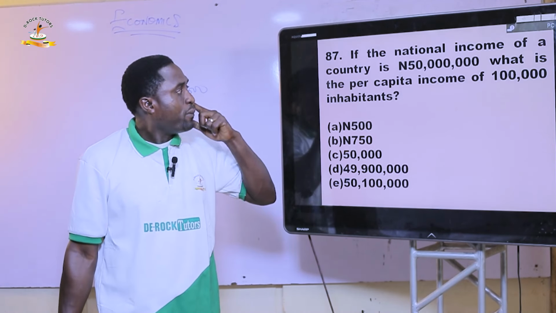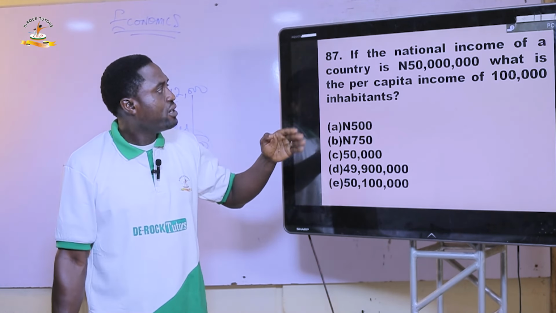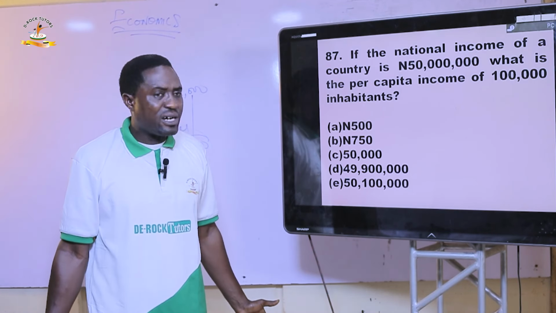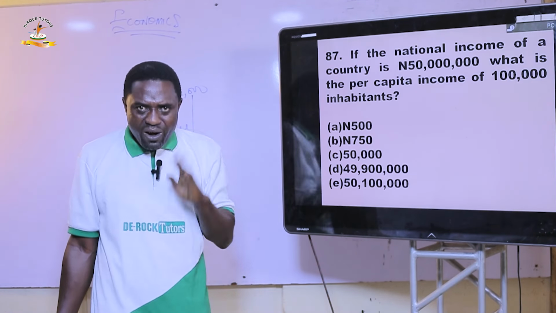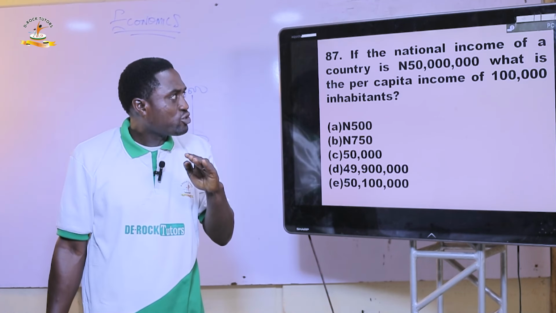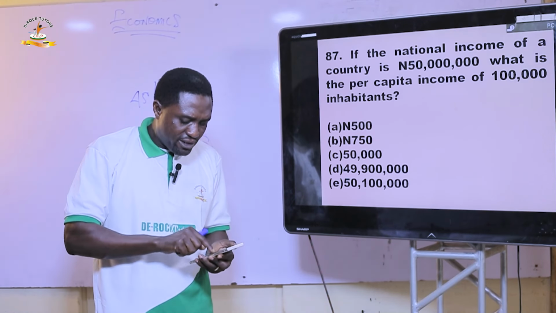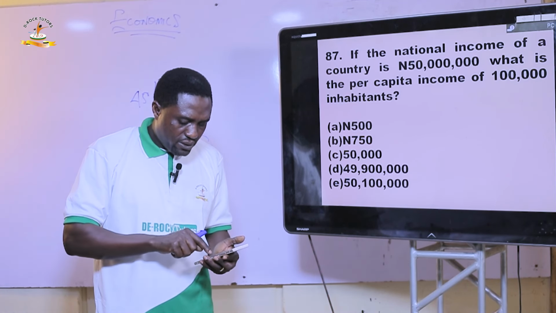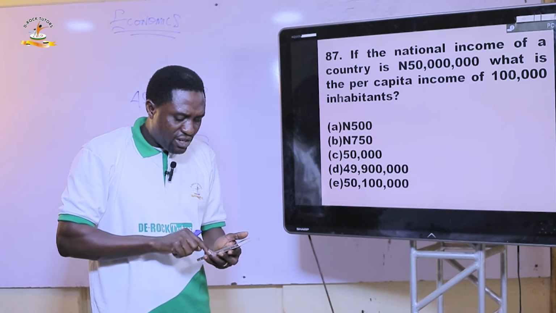87. If the national income of a country is 50 million, what is the per capita income of 100,000 inhabitants? Per capita income. How do you calculate per capita income? Just calculate it by placing national income over population. Then you get your per capita income. National income over population. That is how to calculate that. So the national income of the country is 50 million. 50 million divided by 100,000 inhabitants. Divided by 100,000.